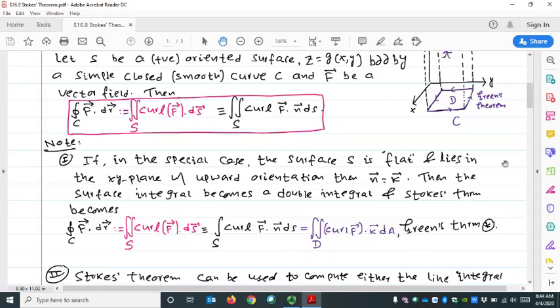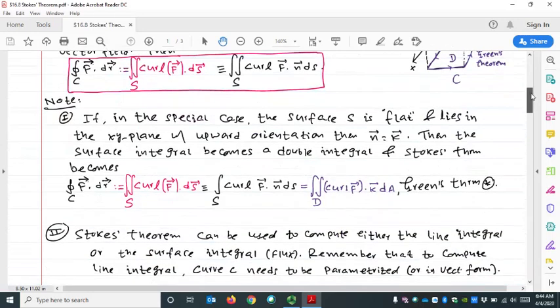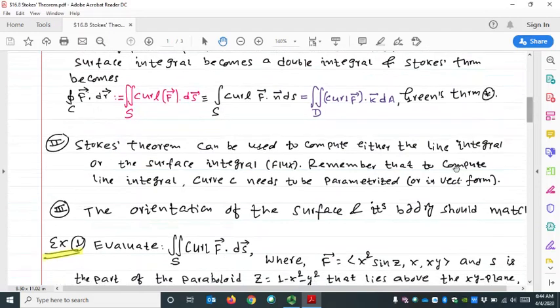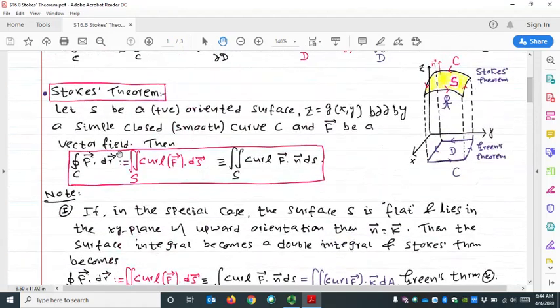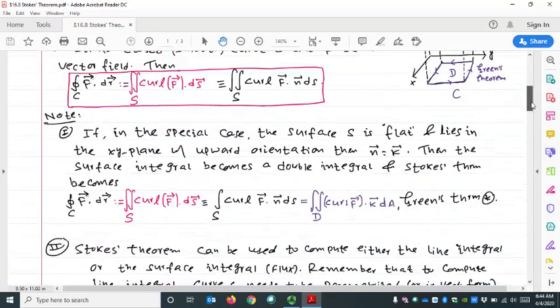Then note number 2, Stokes theorem can be used to compute either the line integral or the surface integral. Let me scroll you up. So here, with Stokes theorem we can compute either the line integral, the left side, or from the right side, the surface integral. Let me scroll down.